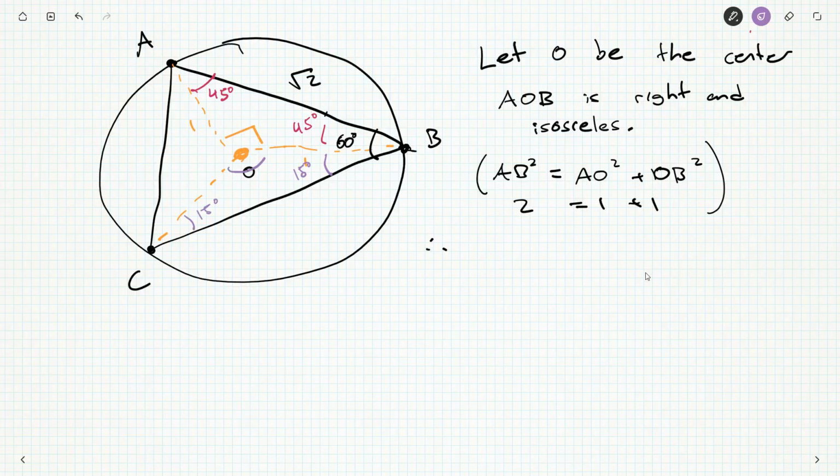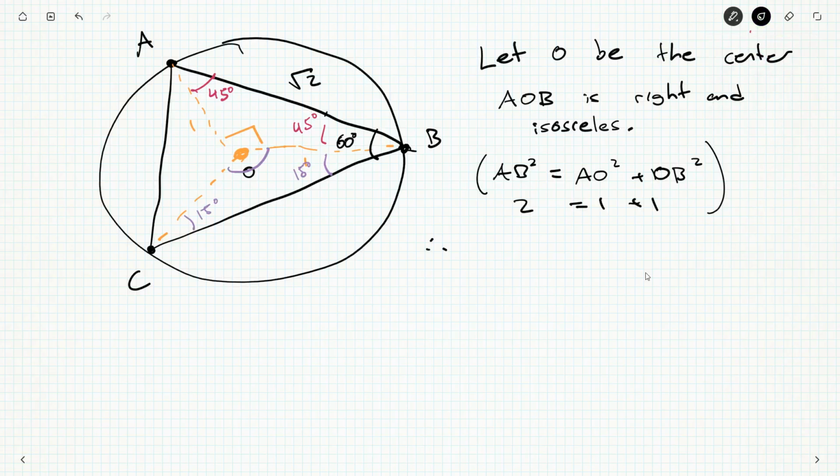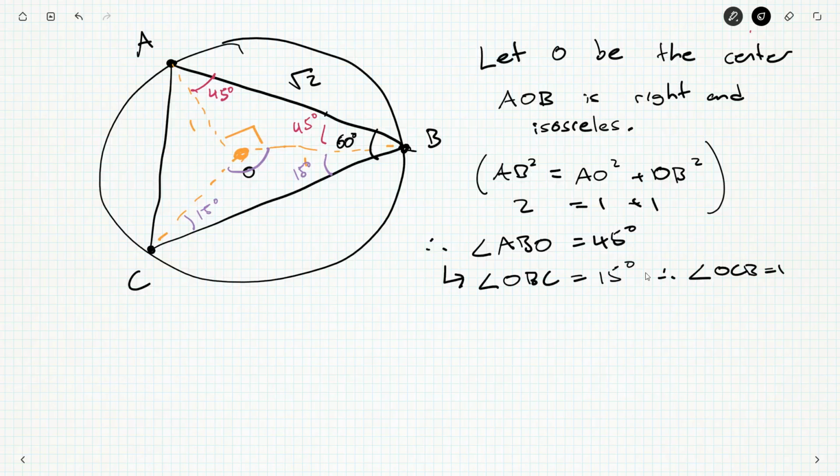Now, I don't know if I'm going to need them. If those are 15, I can get this angle here, and then I suppose we can cosine law everything till the end. So, angle ABO is 45 degrees, and then that tells me that angle OBC is 15 degrees. Therefore, angle OCB is 15 degrees. And then that tells me that angle BOC, so we do need to use that right angle bit here as well. Angle BOC is equal to 180 minus 30, so 150 degrees.